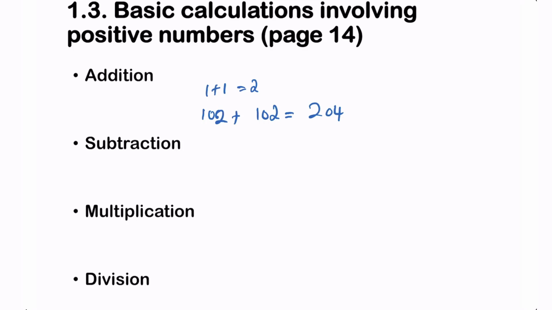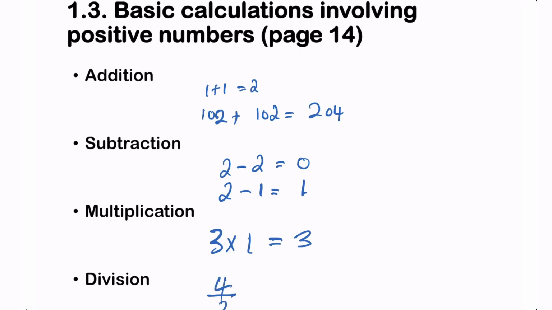Then you can also have subtraction, as you know, which is simply taking a number away: 2 minus 2 equals 0, or 2 minus 1 equals 1. Then multiplication, a simple one, and these are the things you can still remember from school: 3 times 1 equals 3. And then division, which is 4 divided by 2, in which you have a denominator and a numerator, equals 2. So these are the basic calculations you can do with positive numbers.